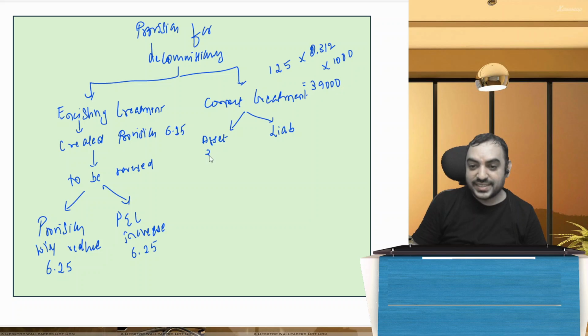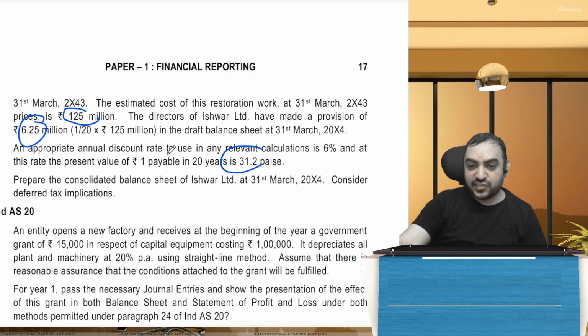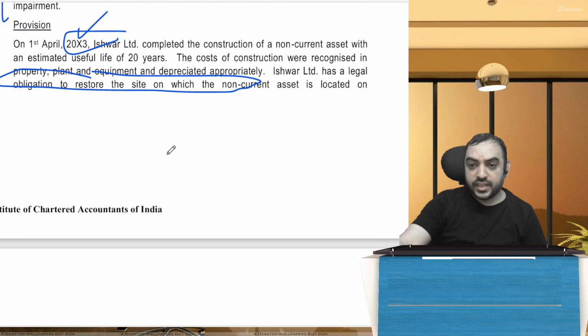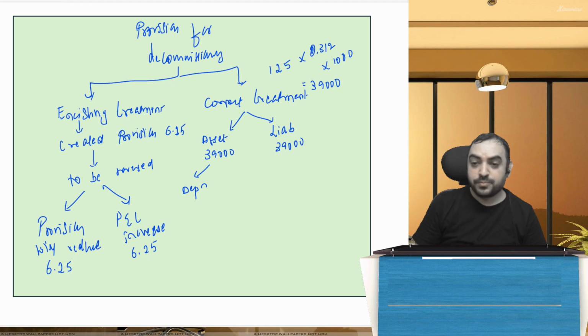You should recognize it as an asset and recognize it as a liability. And then you provide depreciation on the asset over its useful life. The useful life of the asset is how many years? 20 years. So this 39,000 is depreciated over 20 years. 39,000 divided by 20.